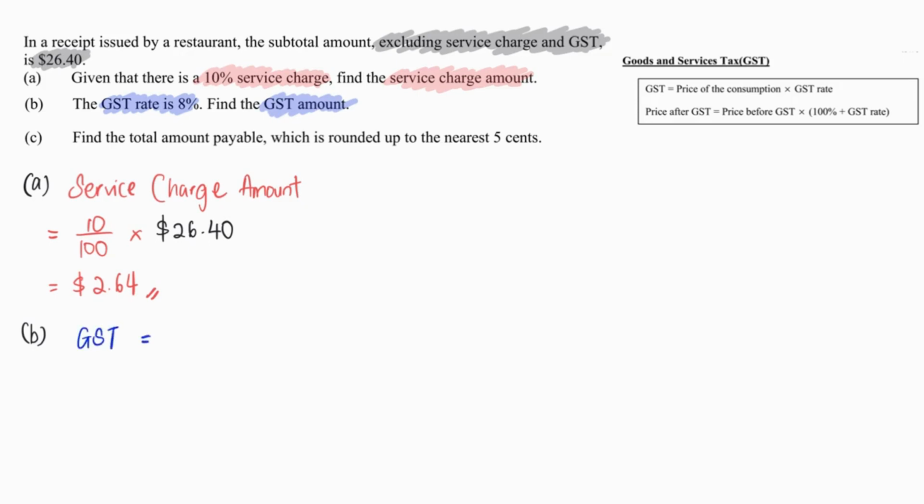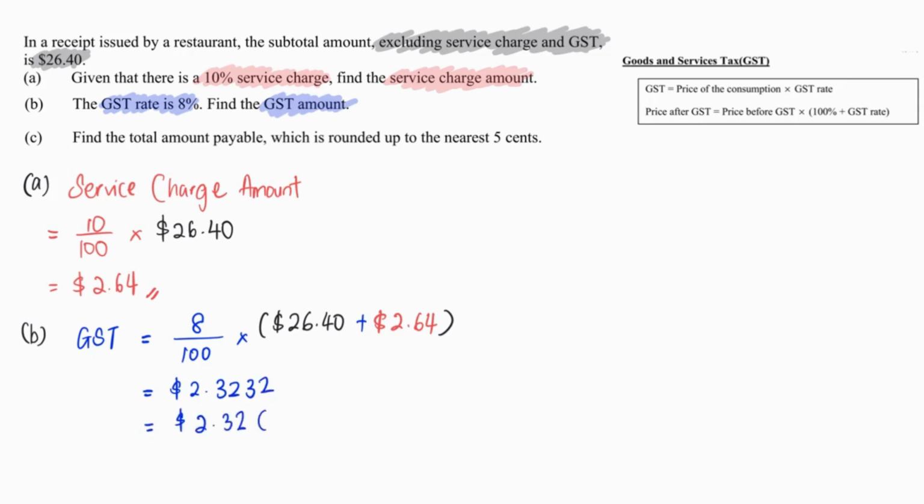So to calculate GST, which is 8%, 8 over 100, do take note that I will have to add my service charge as well when I calculate the GST. And so this will give me a value of $2.32, final answer $2.32, which is to the nearest cent.